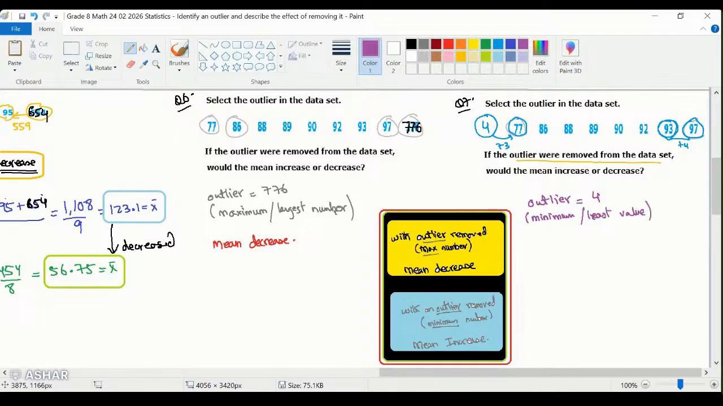Okay? And according to this information that we have, whenever the outlier is a minimum number, what will happen to the mean? The mean will increase, right? Through this information. And this was happening with this information. Okay? So all we need to do is just assess the information. Okay? Let's try it again. Let's try some more questions.